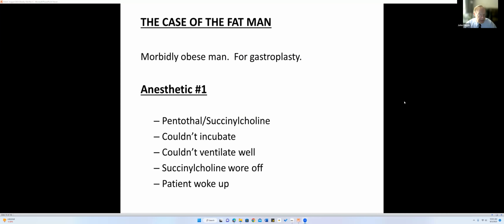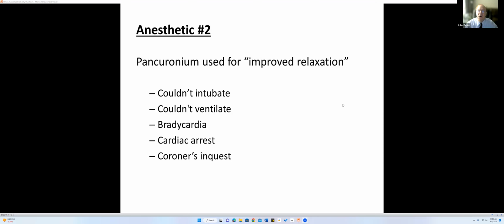One of the important cases that got me interested in this problem came when I was a resident, and we had a morbidly obese man going for a gastroplasty, and the patient got pentothal and succinylcholine, so you know how old this is. This was way, way before propofol was available. He couldn't be intubated. He couldn't be ventilated that well because of the obesity, but fortunately the succinylcholine wore off. The patient woke up and all was well. But the problem was, well, what are we going to do for the second anesthetic? So anesthetic number 2, which occurred a few days later, they used pancuronium for improved relaxation.